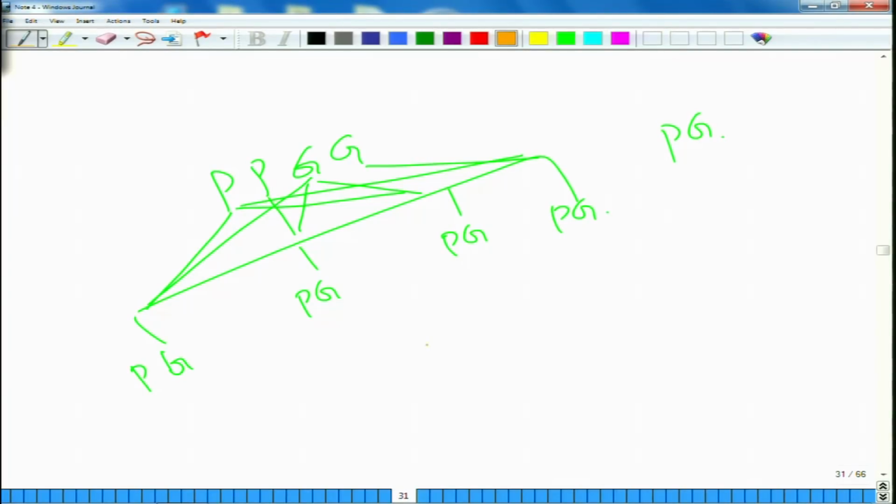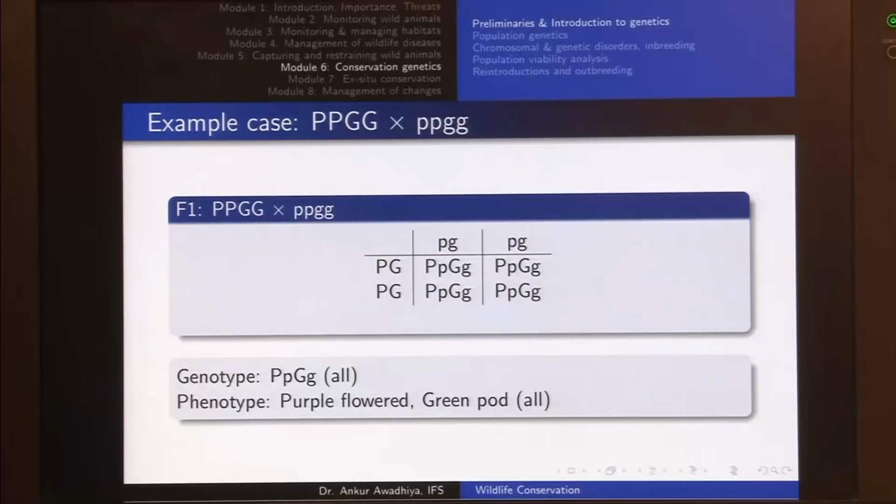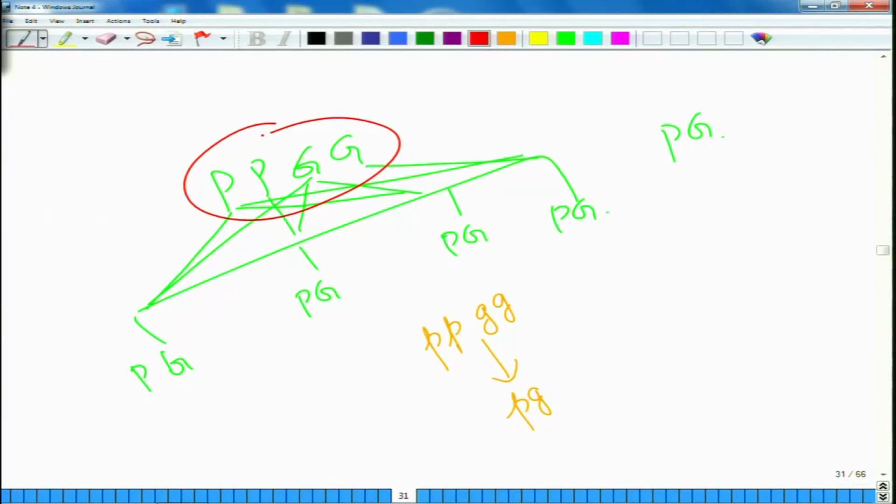Similarly, when we consider the second case, in which we have small p, small p, small g, small g, we are getting only one kind of ova, that is small p and small g. Now when we say that both of these alleles are separating independently of each other, that is independent assortment, we mean that when we consider this case of capital P, capital P, capital G, capital G, then if we are considering this capital P, whether this sperm gets this G or whether this sperm gets this G is immaterial.